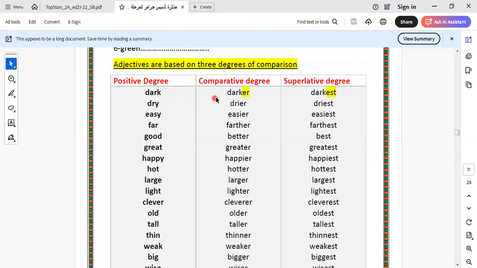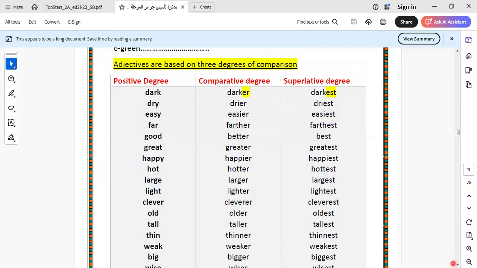Here we have dark, darker, the darkest. Dry, drier, the driest. Here we omit the y and add ier. We have some special cases in adjectives: adjectives where we omit the y and add ier or iest to the adjective, like this. Easy, easier, the easiest. Far, farther, the farthest.